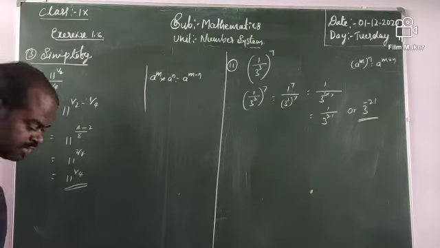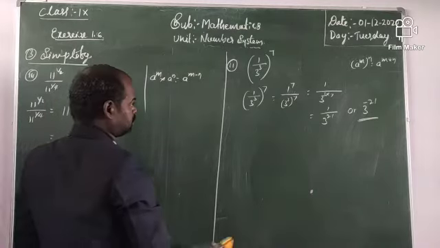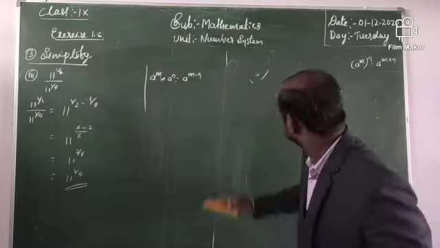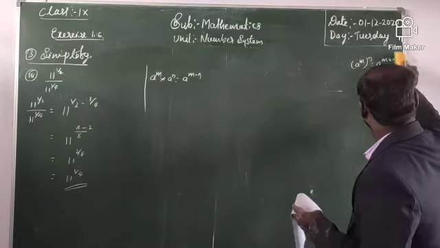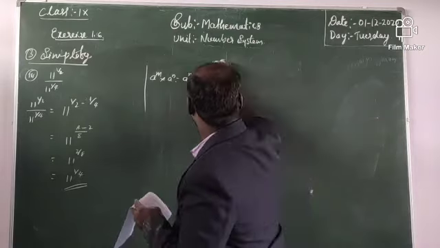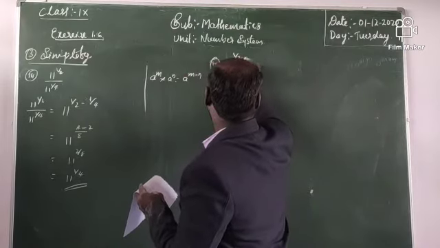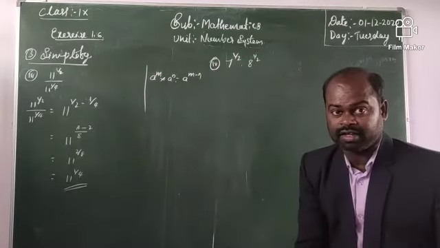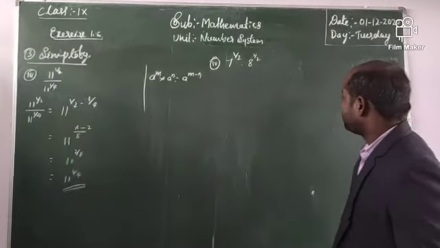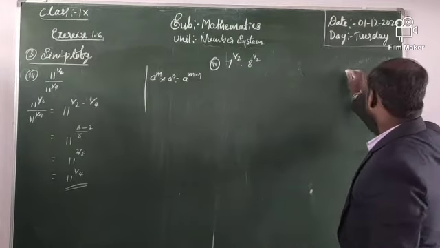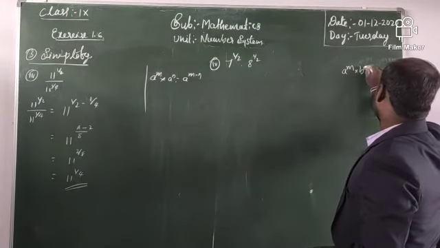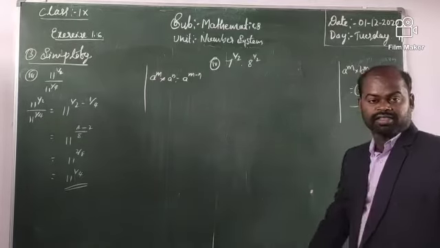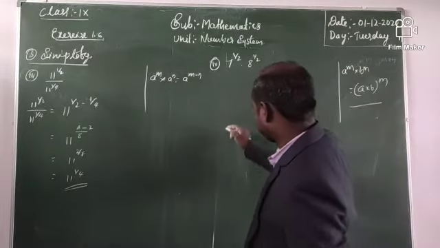Okay, and the last problem of this exercise, the fourth problem: 7 to the power of 1 by 2 into 8 to the power of 1 by 2. Okay, children, see here. Why did I give you the formula in the beginning? This is the form a to the power of m into b to the power of m, which is equal to a into b whole to the power of m. In this manner, you have to convert this.